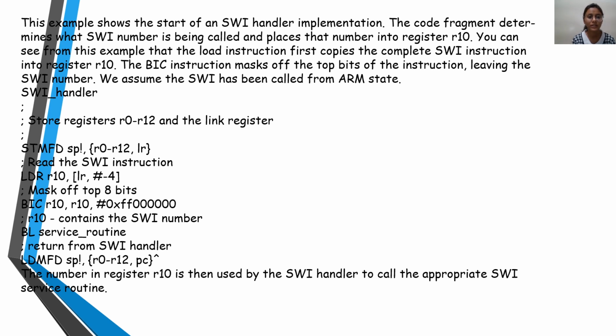Now let us see an example. This example shows the start of an SWI handler implementation. The code fragment determines what SWI number is being called and places that number into register R10. You can see from this example that the load instruction first copies the complete SWI instruction into register R10. The BIC instruction masks off the top bits of the instruction, leaving the SWI number. We assume that SWI has been called from ARM state.